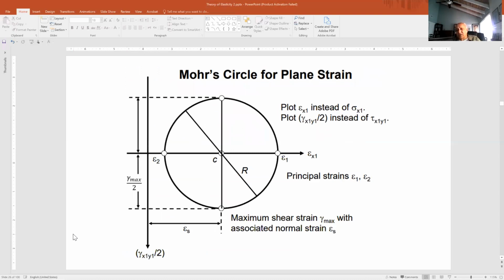In a similar fashion to what we did for the stresses, we can use the Mohr circle. That graphical presentation is shown here. The only difference is that on the x-axis, we have the normal strain, and on the y-axis, we have 1/2 of the shear strain.